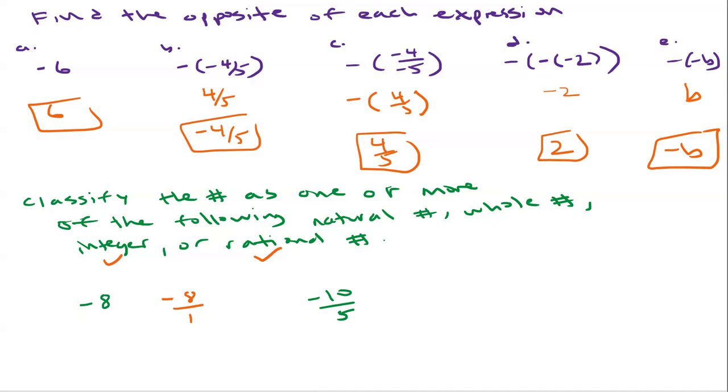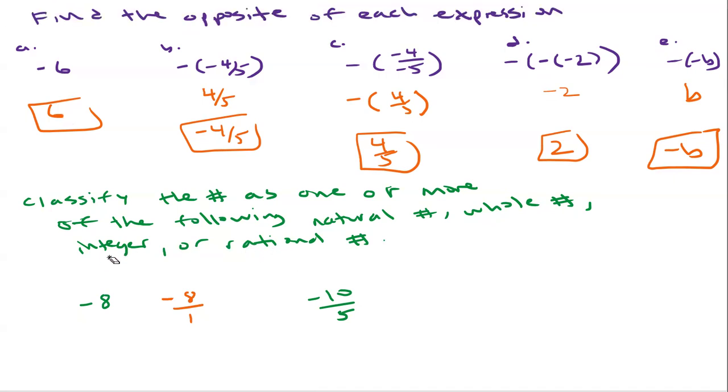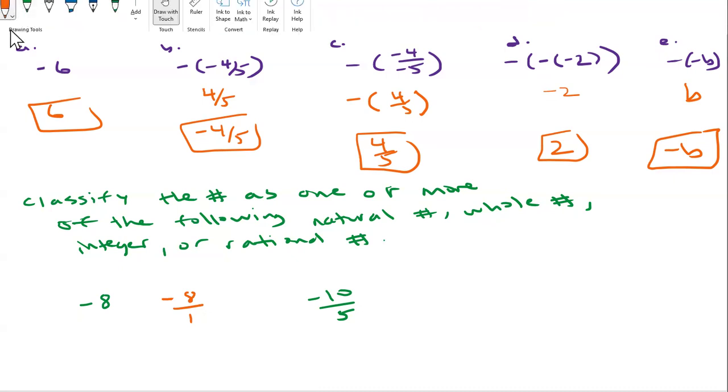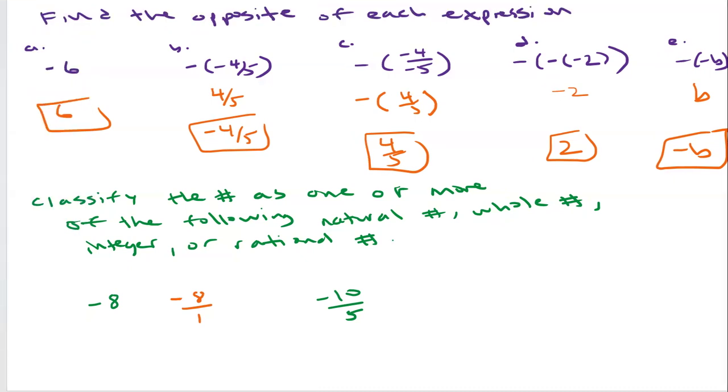Okay. All right. Now next one is -10 over 5. Well, we just said this is in fraction form, right? So this has to be a rational number. Okay. So let me erase this here. So it is a rational number. Check. So -10 over 5 is a rational number. Is it an integer?